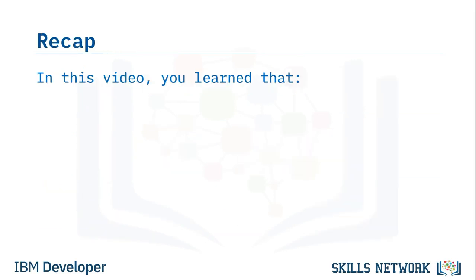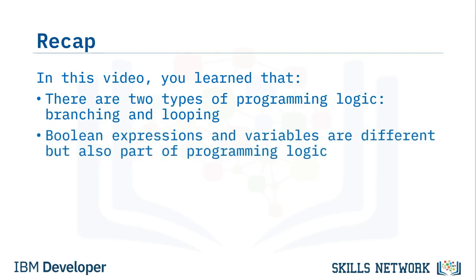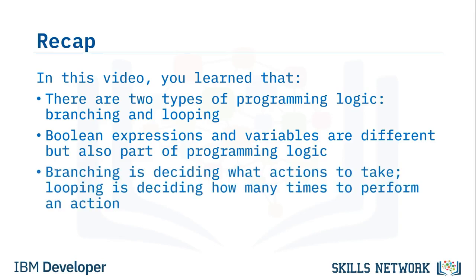In this video, you learned that there are two major types of programming logic: branching and looping. Both types of logic use Boolean expressions and variables. Boolean expressions have only two possible values, either true or false, and variables have assigned values that are passed onto a function or subroutine within a more extensive program. Variables have values that can change depending on conditions or information passed to the program. And branching is deciding what actions to take, while looping is deciding how many times to perform a certain action.